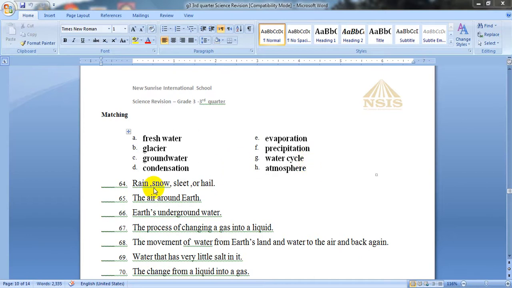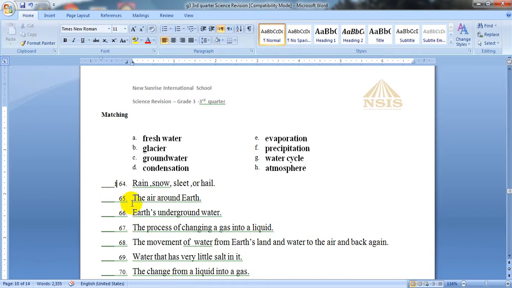The first sentence says rain, snow, sleet, or hail. As we studied before in the water cycle, anything that falls from the sky in the shape of rain, snow, sleet, or hail, just in one word we call it precipitation. So the first one will be letter F.